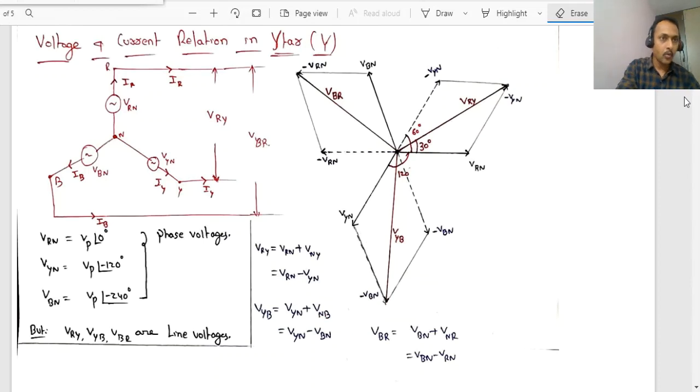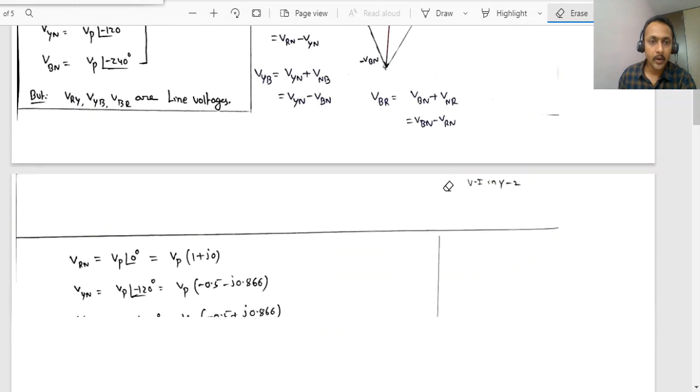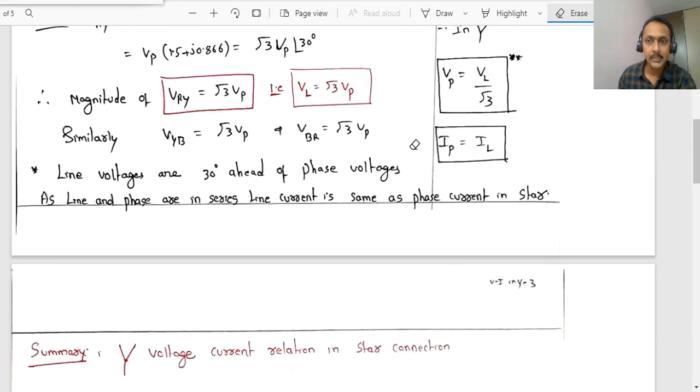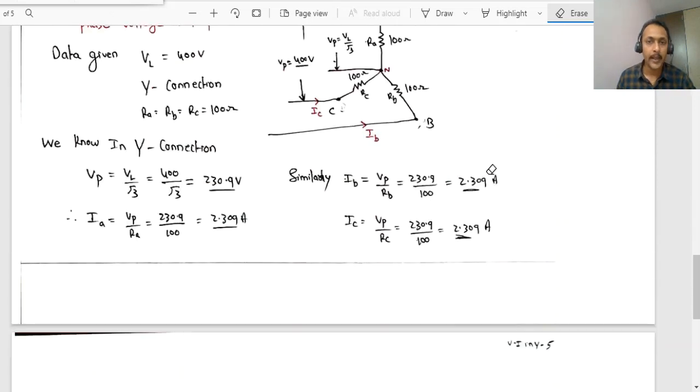In this video, we are going to discuss the voltage and current relation in a star network. We will see its vector diagram, right? And also, we will discuss the relationship between the voltage and current in the given star network. And also, we will discuss its summary and we will do one example on this topic, right?